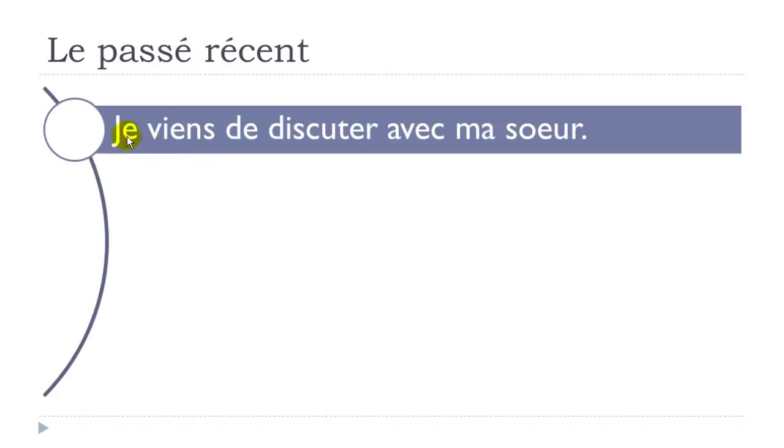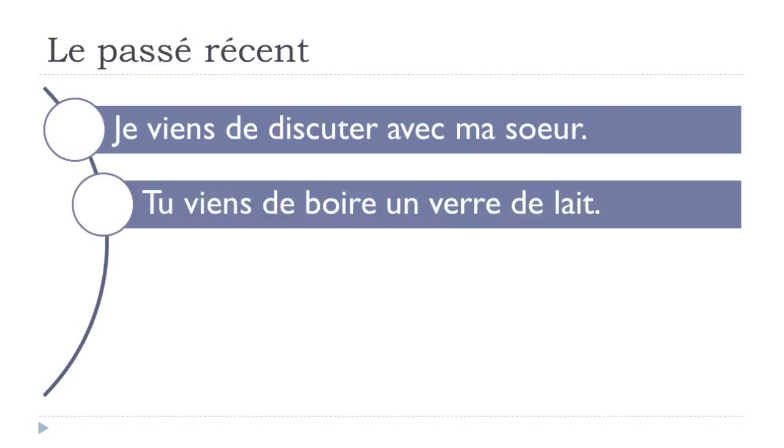And the first one, je viens de discuter avec ma sœur. Okay? Discuter, to discuss, avec, with my sister, ma sœur. Je viens de discuter avec ma sœur. Okay? Something that just happened. All right? And then same thing here.